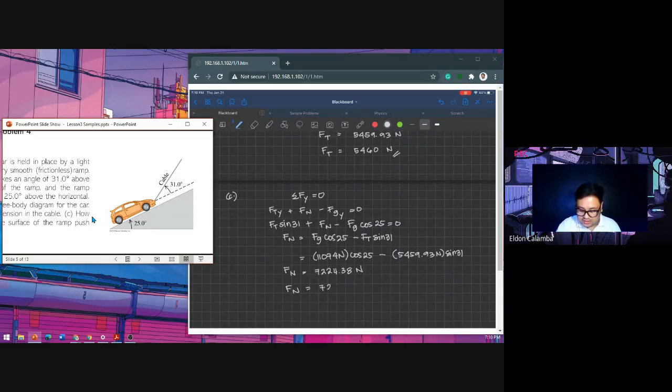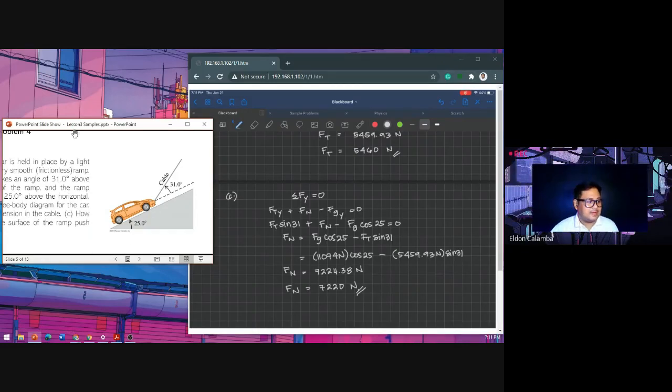3 sig fig 7,220 newtons. By the way, si 24 closer siya kay 20 compared kay 30. Hence, 20. So that is now our answer for letter C. So the support that is given by the ramp papunta kay car is equal to 7,220 newtons. Okay?